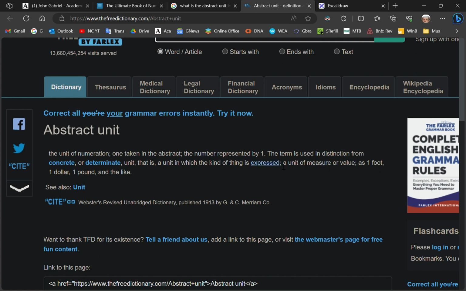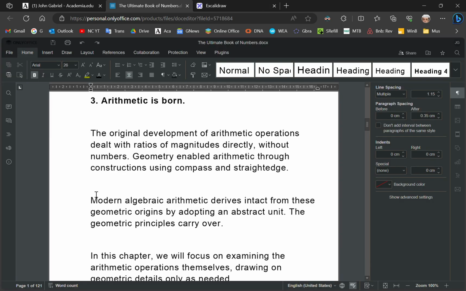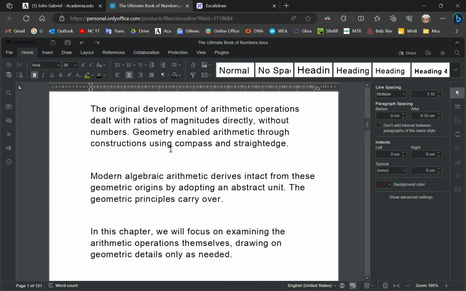Okay, so you've heard it being said over and over again by your ignorant and incorrigibly stupid professors of mathematics and teachers that the natural numbers came first. That is absolute rubbish. Now what I'd like you to do is download or go to academia.net, and I'll place a link, and you can copy the ultimate book of numbers and look at chapter 3 where I explain the abstract unit.